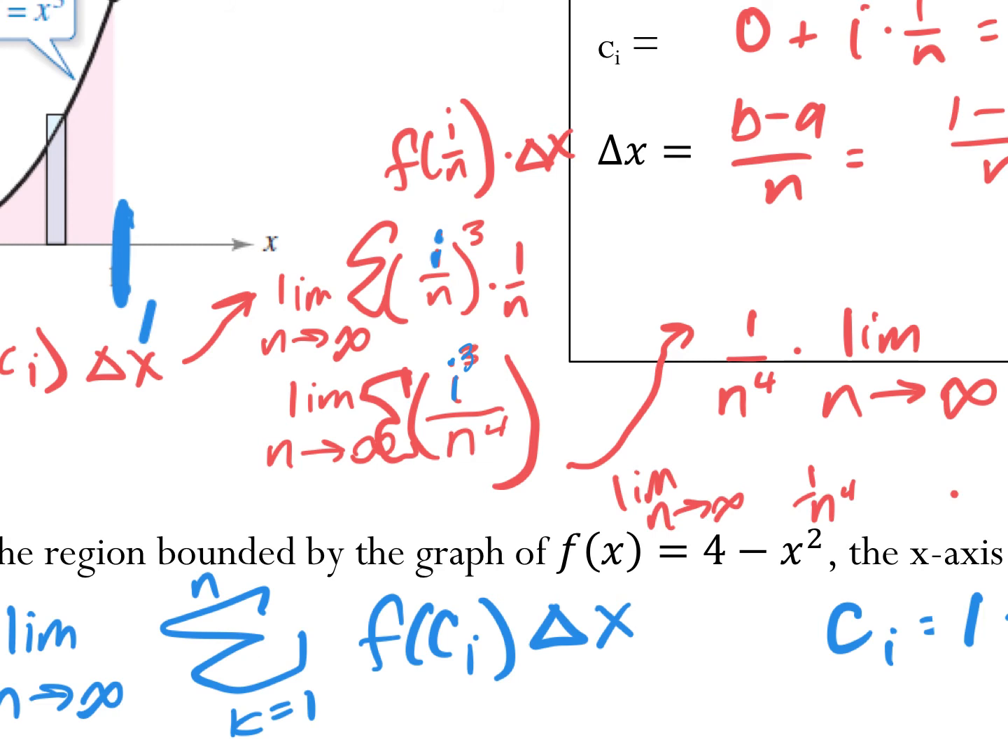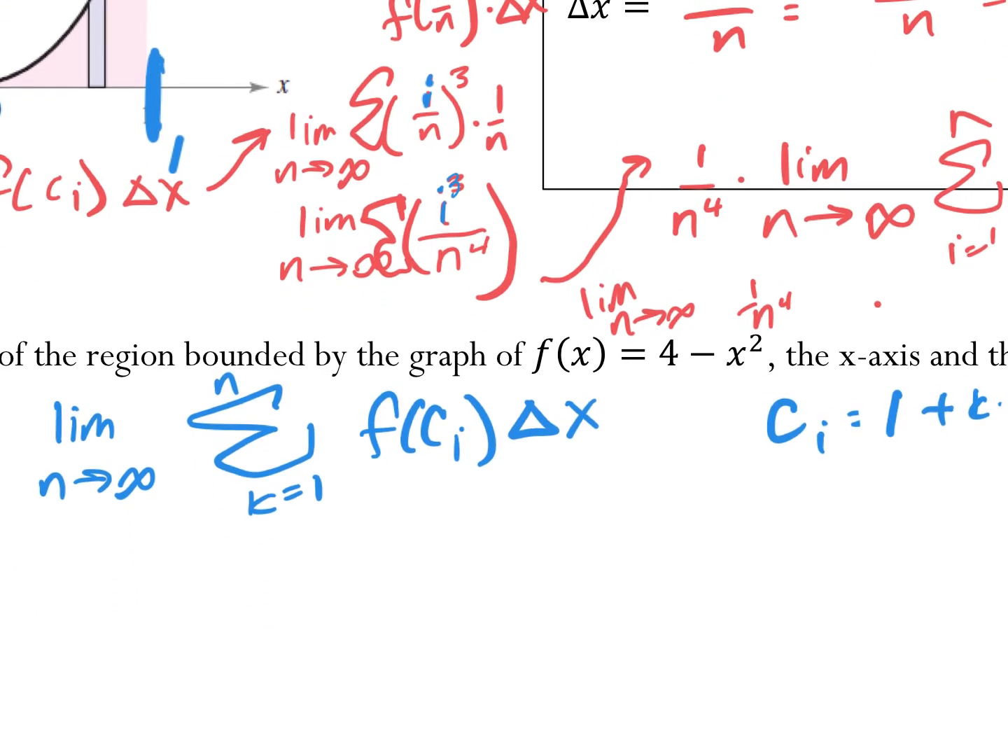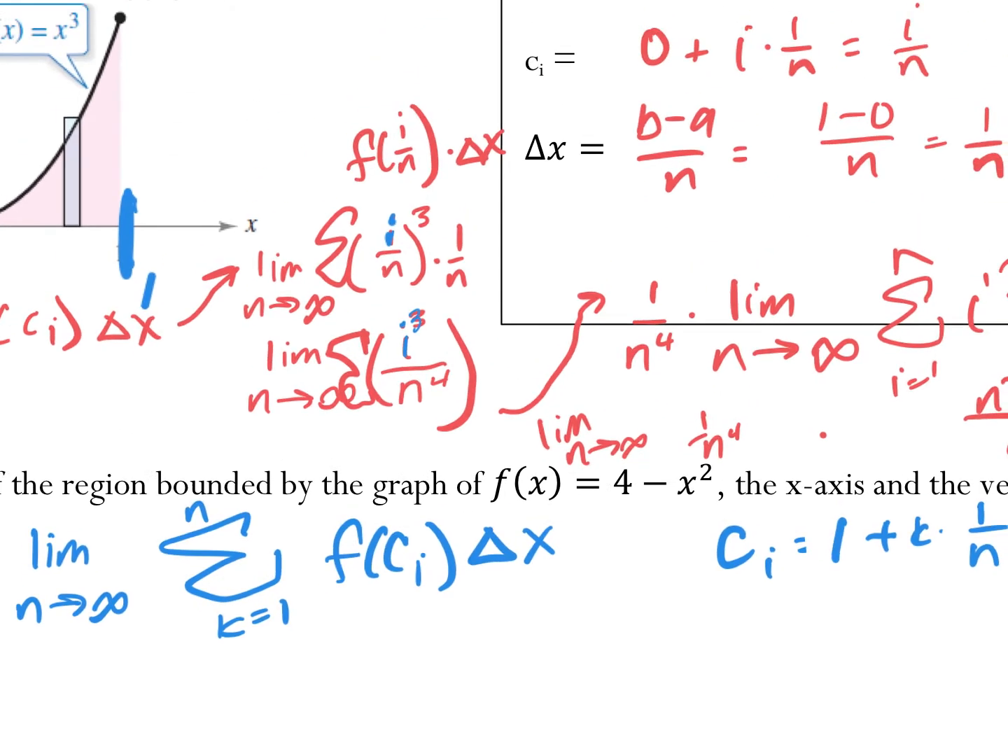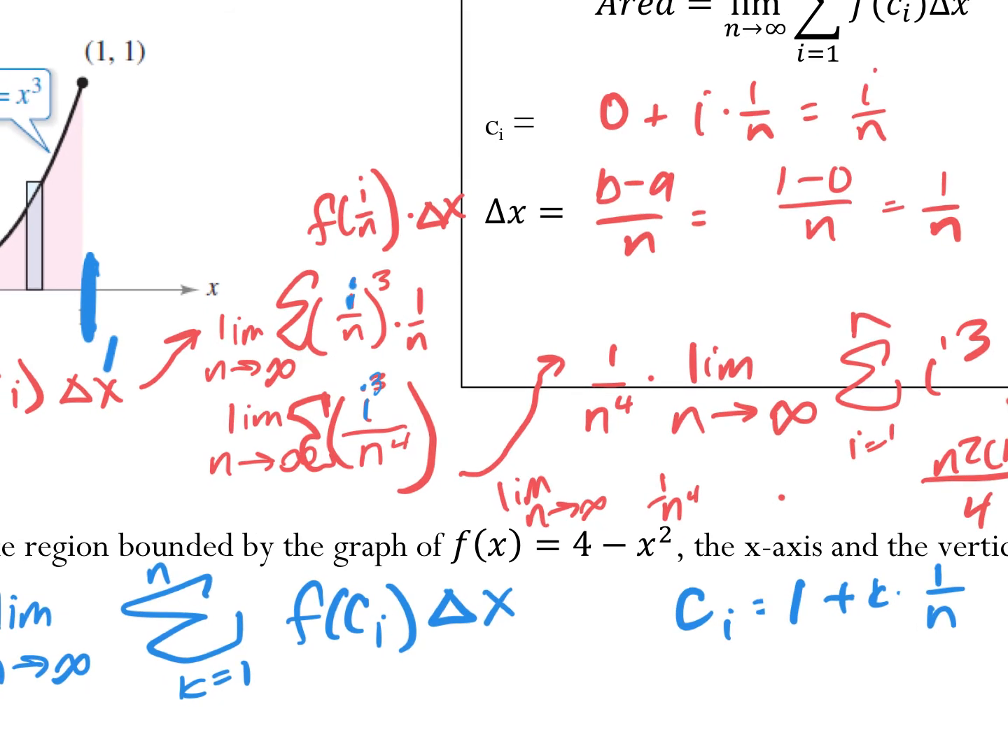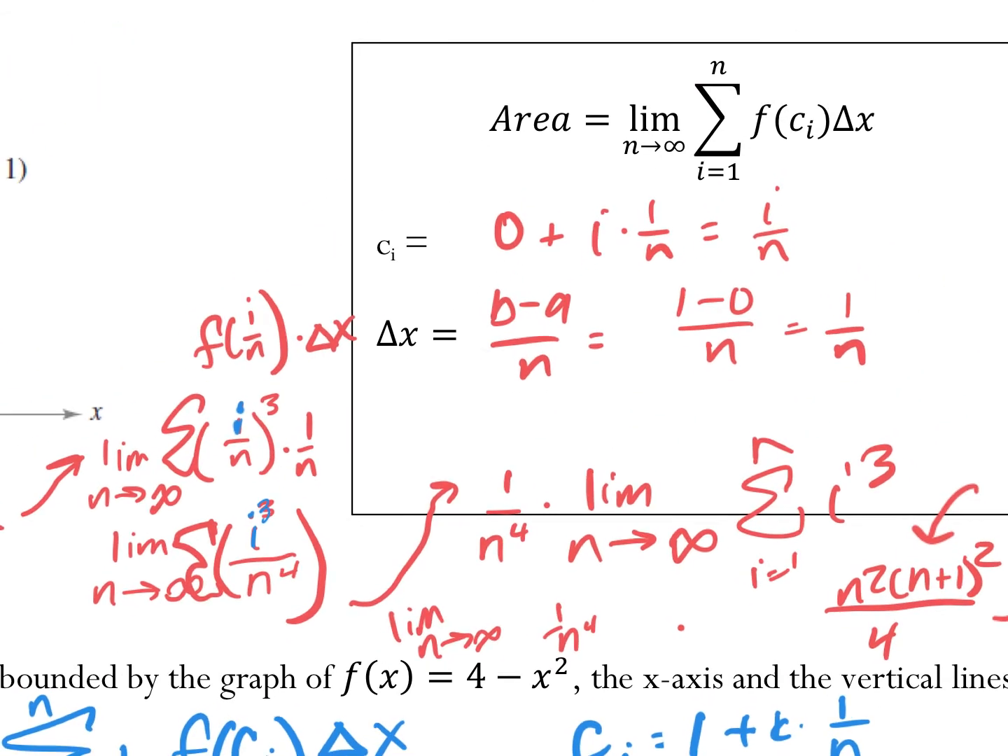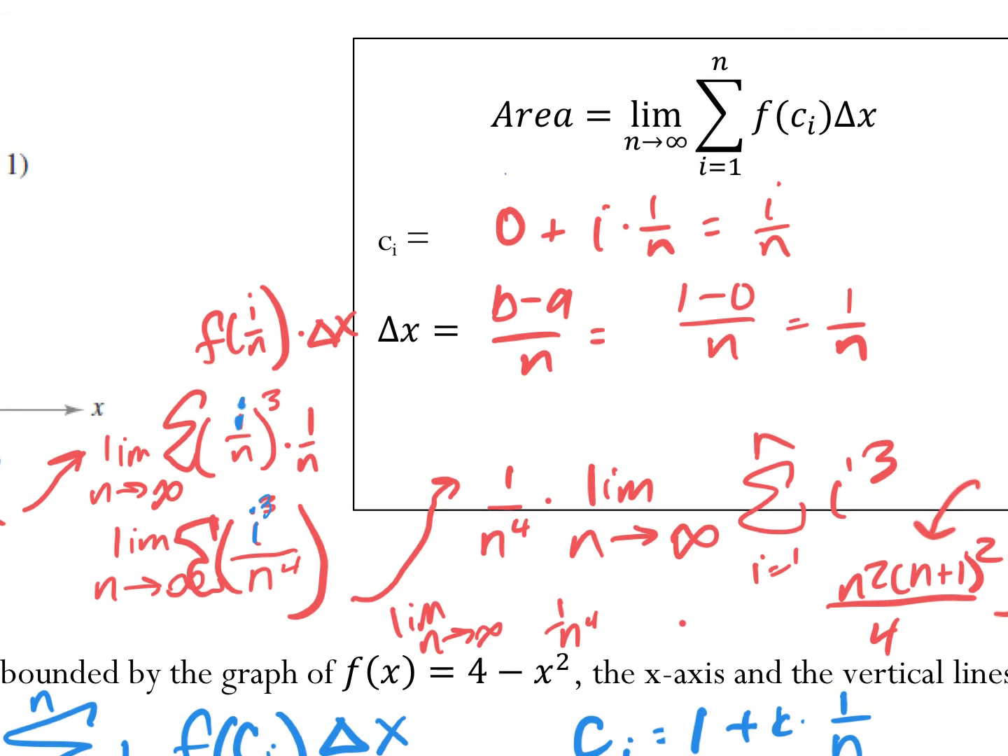Just because when we did the a plus k times delta x for the first one, our a was 0, but the i is equal to 1. So this is the ci, or this is a, this is delta x. Okay. Yeah, okay.